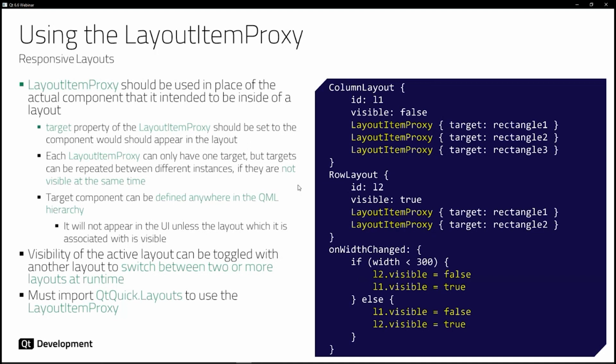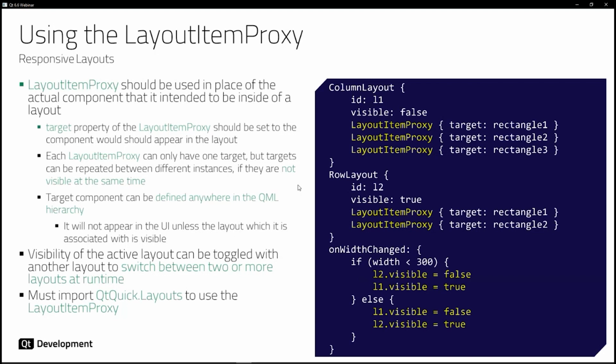And then target components can, again, be defined anywhere within the QML hierarchy. So they're not displayed where I define these rectangles in the example, but they could be anywhere within my QML file. They won't, of course, appear in the UI unless the layout which is associated is visible. So wherever I define these rectangles, they're not going to appear inside of my UI unless the layout item proxy they are associated with is set to be visible.